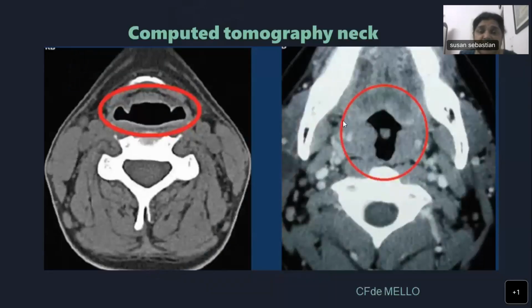Computed tomography can evaluate it much better and gives you a much clearer view. You see that in the axial plane, the side-to-side measurement is much more in a normal patient than the anteroposterior measurement. But in a pathological state, the anteroposterior measurement is much more than the side-to-side measurement. This is an OSA patient, obstructed airway patient. This is a normal.